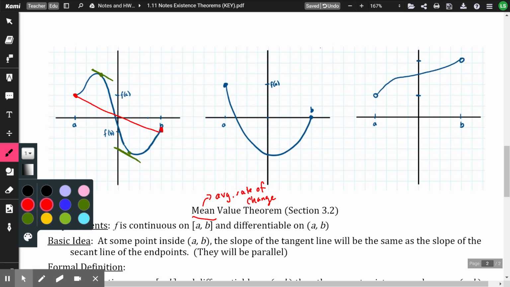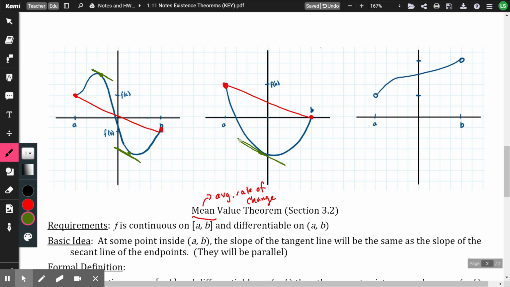For our next function, here's our two endpoints. This is the secant line that connects them. Our tangent line that will have the same slope may occur somewhere around that -1. And in this case, it's only one tangent line that would actually share that same slope. When it comes to our last graph, again, because we have open circles at our endpoints, we cannot make a secant line slope, and therefore we cannot make a tangent line slope to match it.